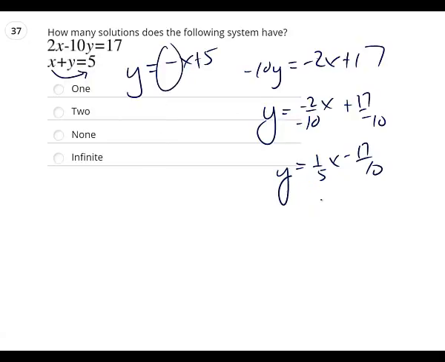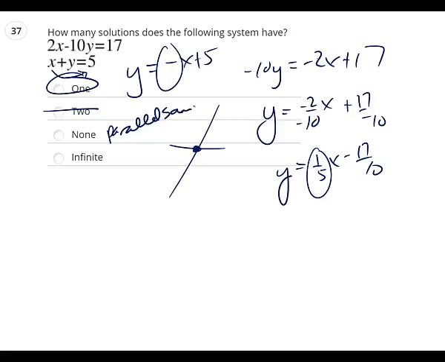What do you notice about these slopes? They're different. If the slopes are different, that means it is consistent and independent, meaning there's only one solution if I graph that. Two solutions never happens with what we're doing. It would have to have a parabola. No solutions is when they come out to be parallel, so same slope, different y-intercept. And the infinite is when you have the same exact equation. You could put anything in there and it would come out the same.